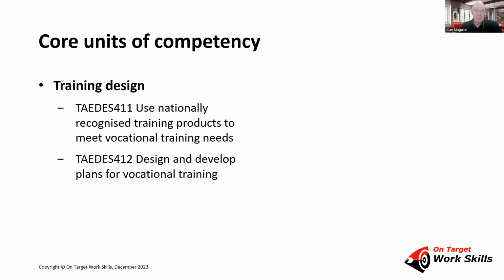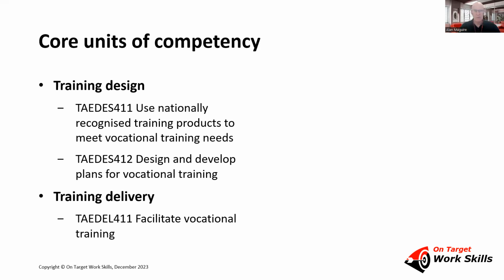Another design unit that is a core unit is called Design and Develop Plans for Vocational Training. So once you've identified the qualification and the units that make up that qualification, then you start planning training. So that's what this unit's about. Then there is one core unit relating to the delivery of training, and that's called Facilitate Vocational Training. It's primarily around in-person delivery of training to a small group of people, a small group of learners.